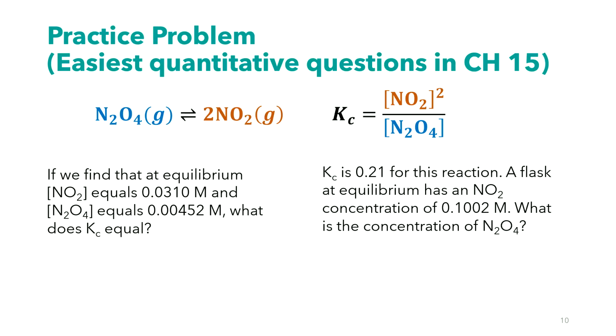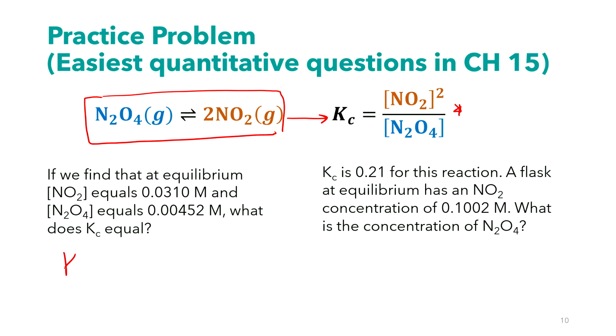All right. Or we could give you a quantitative question. This is the easiest type of quantitative question that you might see on the next exam, in my opinion at least. You get this reaction, and then you would be able to use that to write our Kc, the equilibrium constant. And then I'd say, at equilibrium, I know what the concentrations of NO2 and N2O4 are. Can you tell me what the equilibrium constant is? Yes, you can, because you can just plug those numbers into this equation.